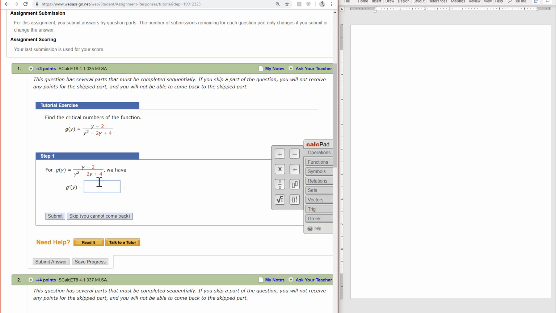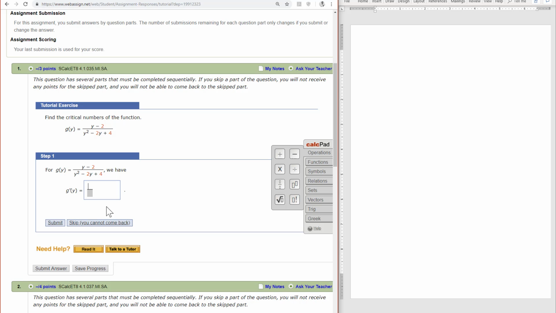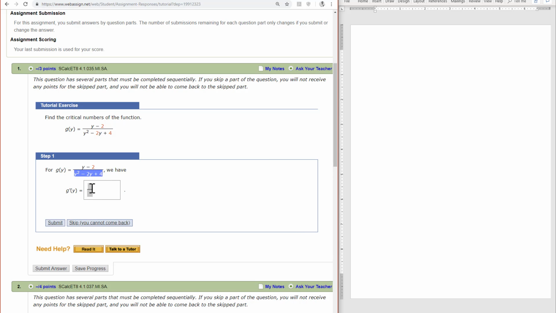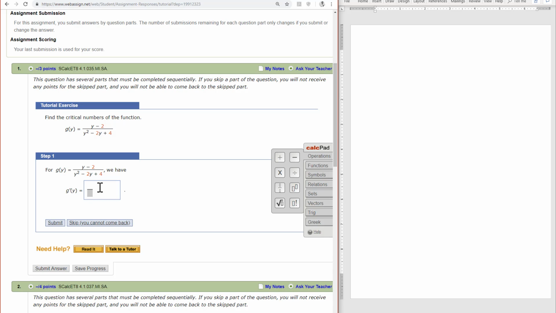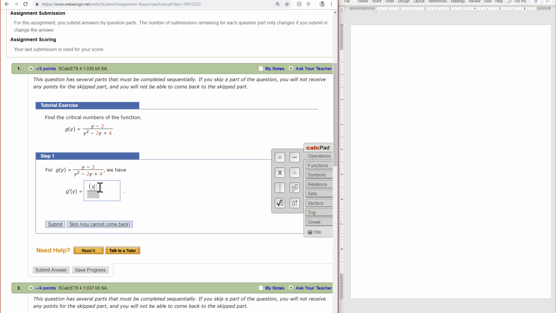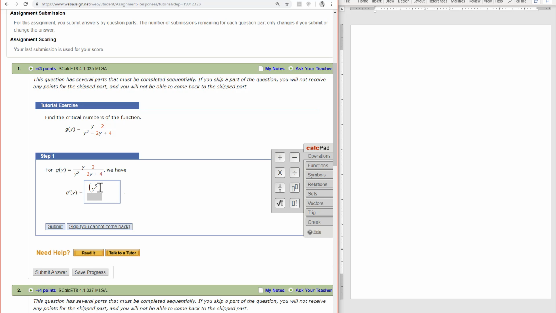The derivative is a quotient rule. We're going to be taking the low. I think of it as low d high minus high d low. So low is y squared. I'll put parentheses around it just so we're clear about the products that we're doing. So that's y squared minus 2y plus 4, and then times the derivative of the numerator, which is 1.